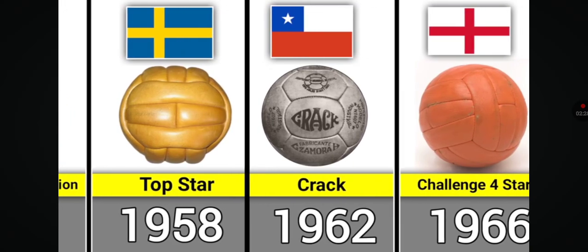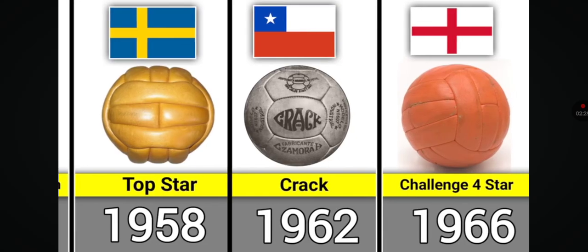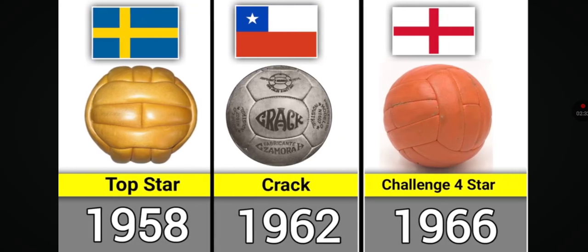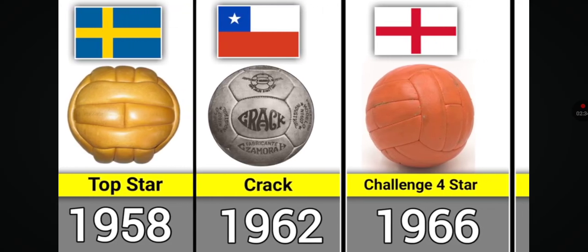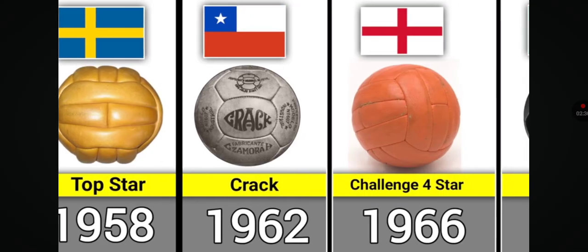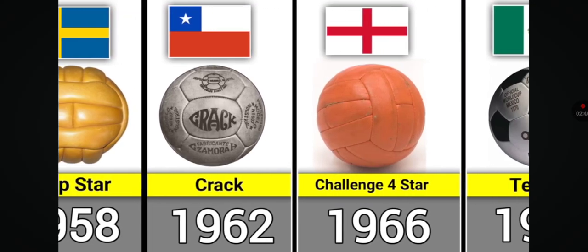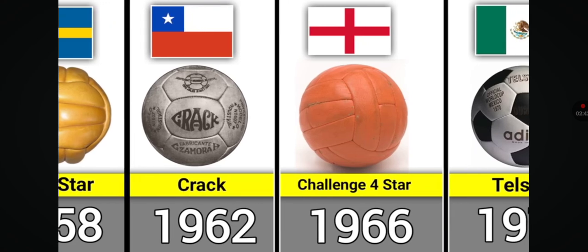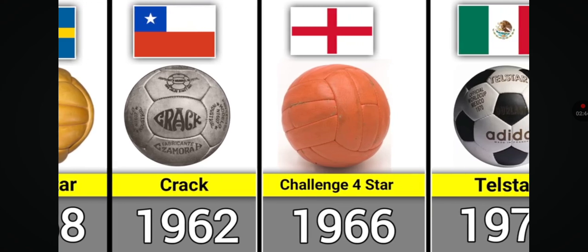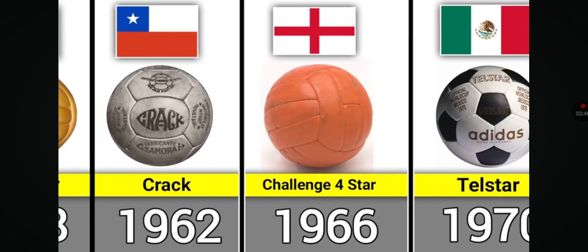1966, Challenge 4-Star. The Challenge 4-Star was used in England 1966, one of football's most iconic tournaments. It improved reliability and performance during high-pressure matches. The World Cup was now a worldwide spectacle. Every detail, including the ball, was becoming part of football history.